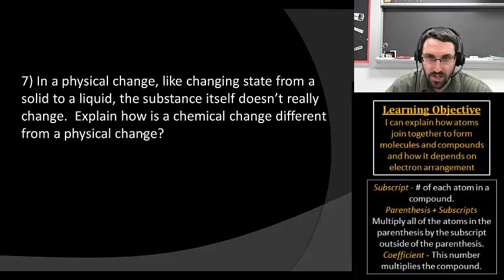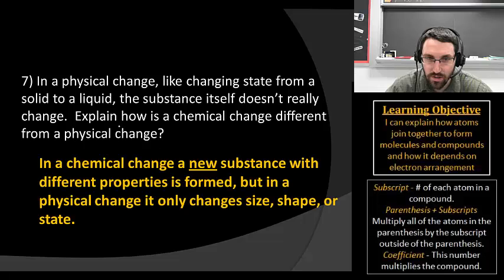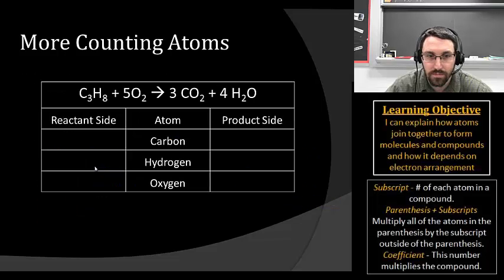Physical changes, like changing state from solid to liquid, the substance itself doesn't really change. How is a chemical change different from a physical change? In a chemical change, we have a new substance formed. So we don't get new atoms, but we have new combinations of atoms with different properties. But in a physical change, it only changes the size, shape, or the state of the matter that it is. But you still have the same stuff.